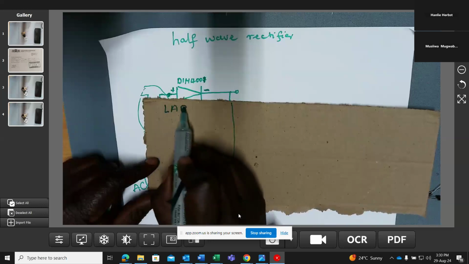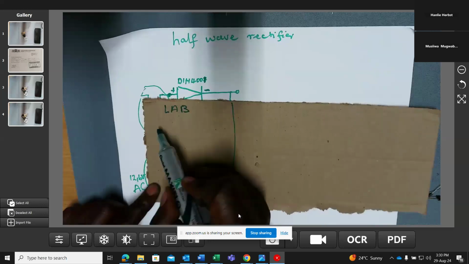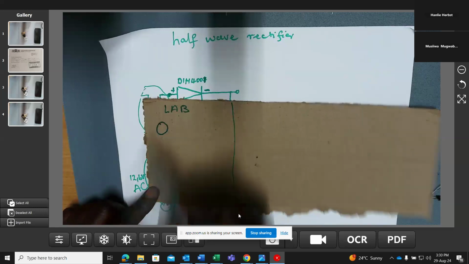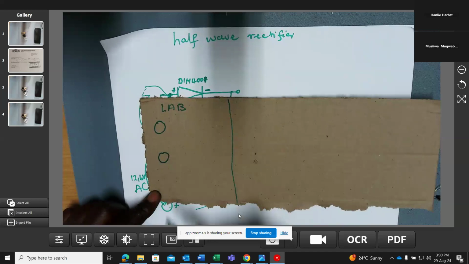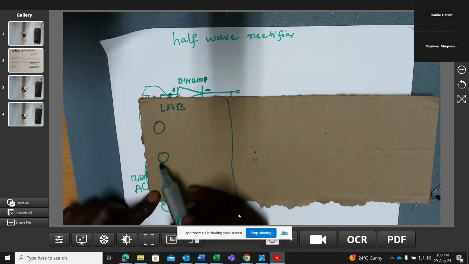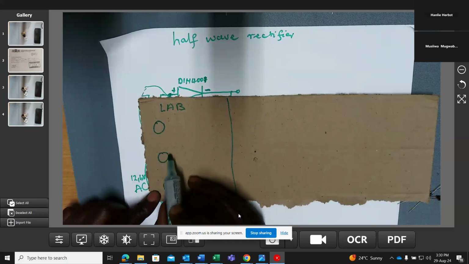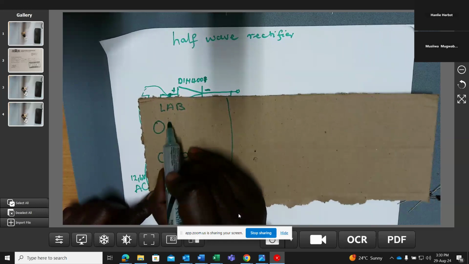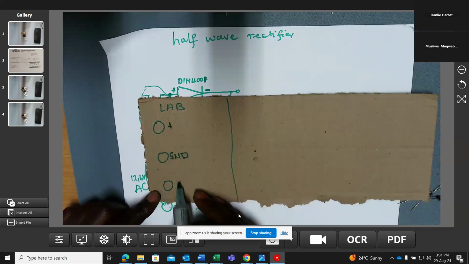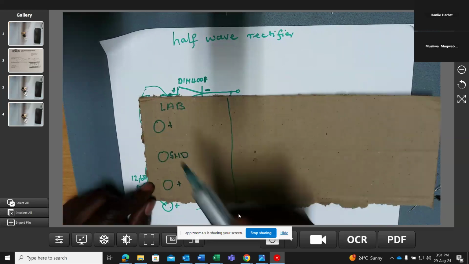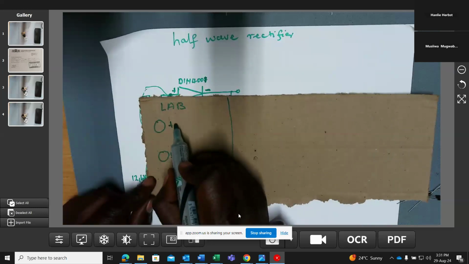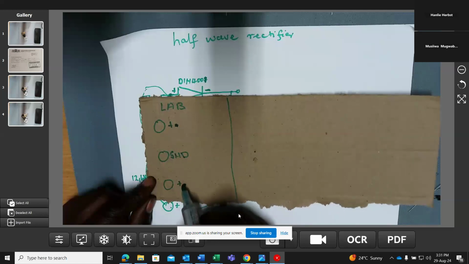At the lab, you will have one socket there, another socket there, and then another socket there. But you'll see that the colors will be different. This one is going to be your GND. This one is going to be something like red, and this one also something like red. The connection will be between this point and that point.